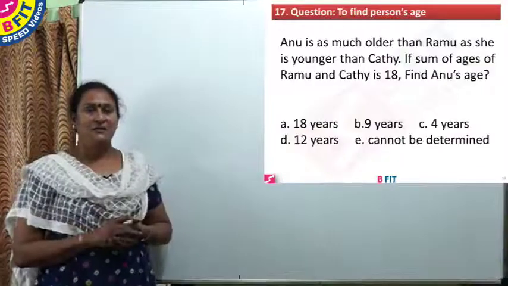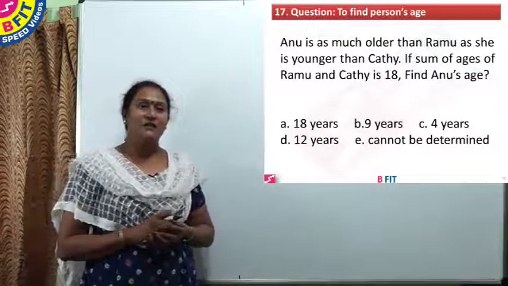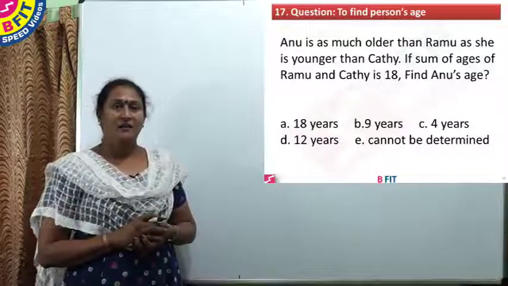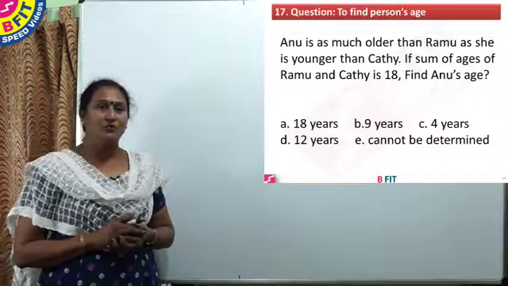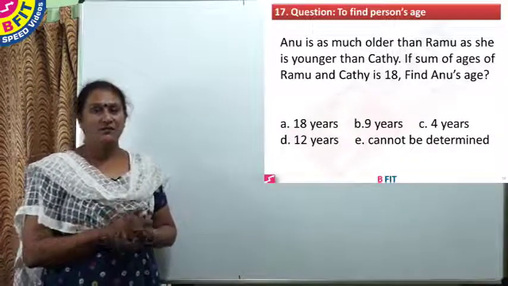So we'll see the next question, question number 17. Anu is as much older than Ramu as she is younger than Kathy. If the sum of ages of Ramu and Kathy is 18, find Anu's age. So we'll see the working.